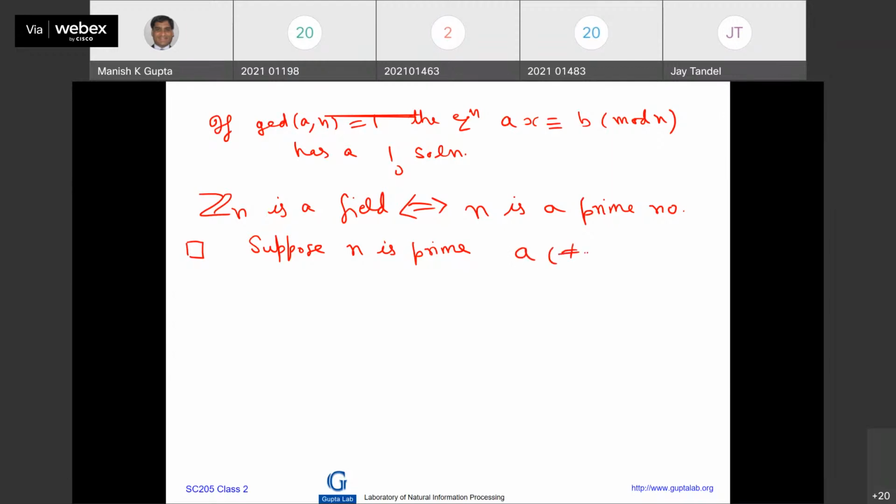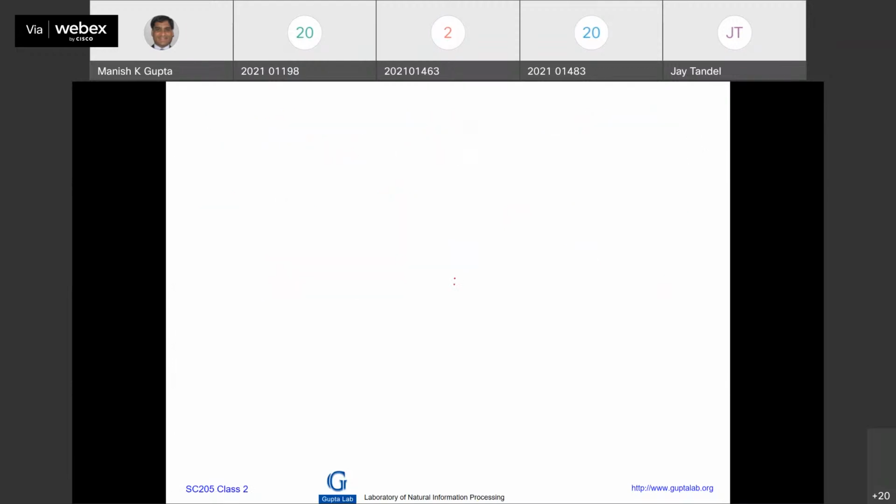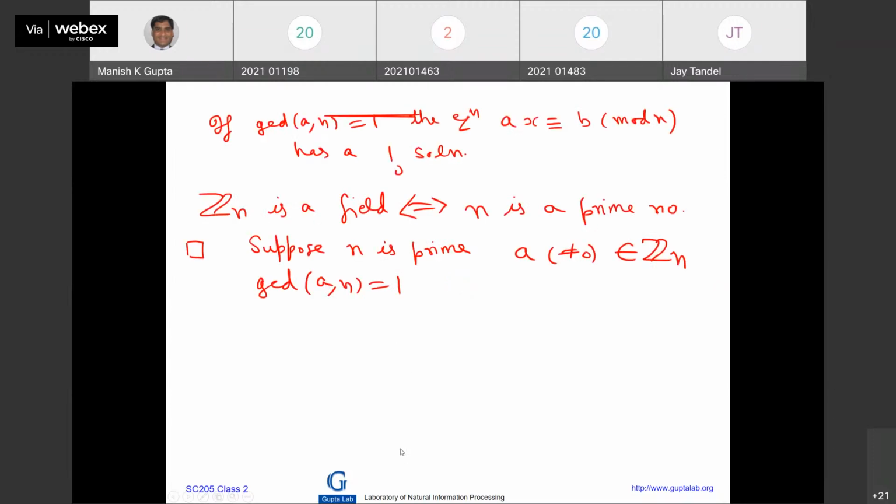Now choose a non-zero element a in integers modulo n. Since n is a prime number, GCD of a and n is 1. Because n is a prime number, GCD of a and n is 1 for any such a, since a belongs to 1, 2, 3, up to n minus 1. Now, since GCD of a and n is 1, there exists an integer x such that ax is congruent to 1.